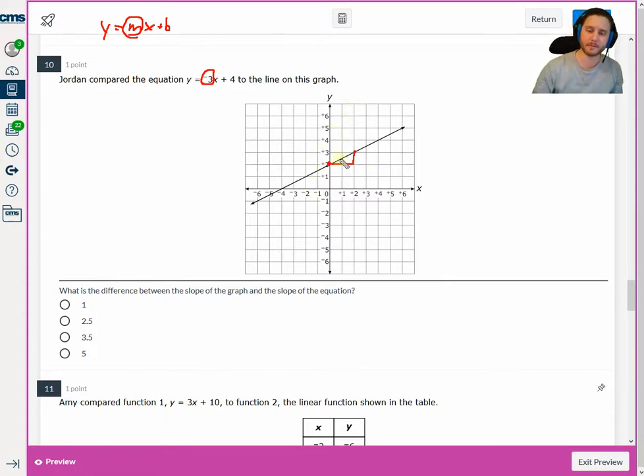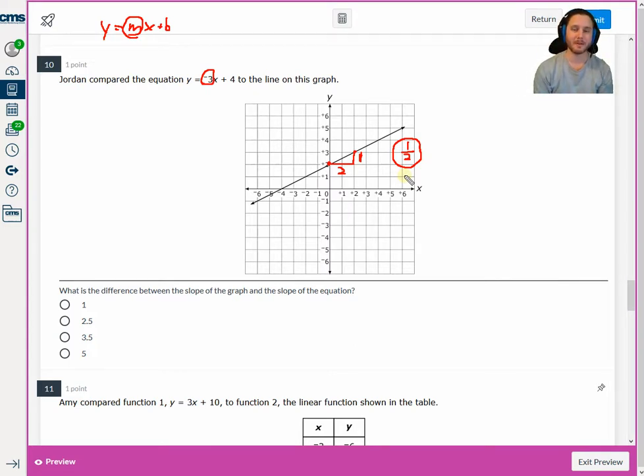Anyways, so we've got our slope here. It looks like it has a rise of 1, and it looks like it has a run of 2. Rise over run, 1 over 2. My slope for this graph is 1/2. So we have a difference of -3 and +1/2. That is what you are finding the difference of. You are finding the difference between -3 and +1/2.